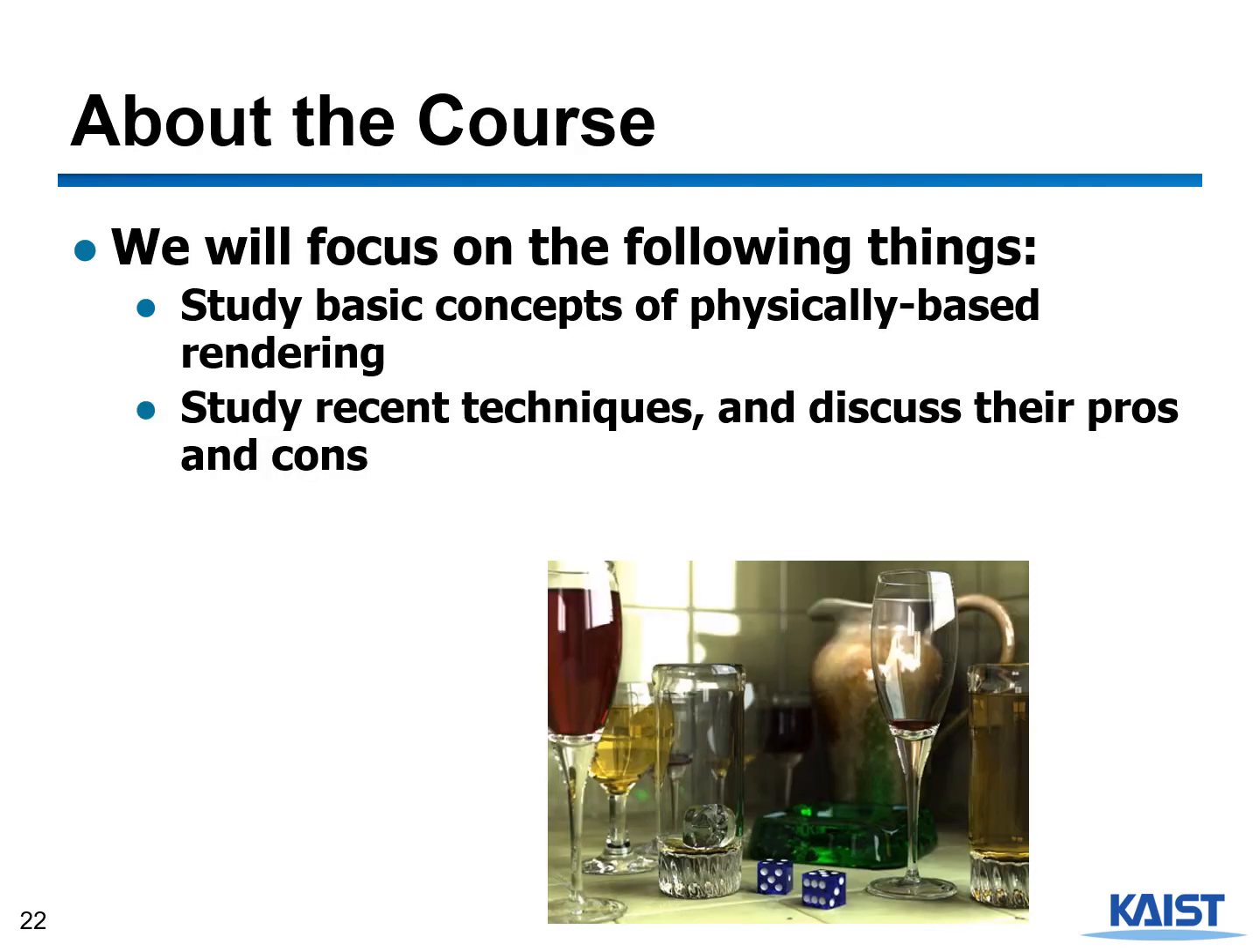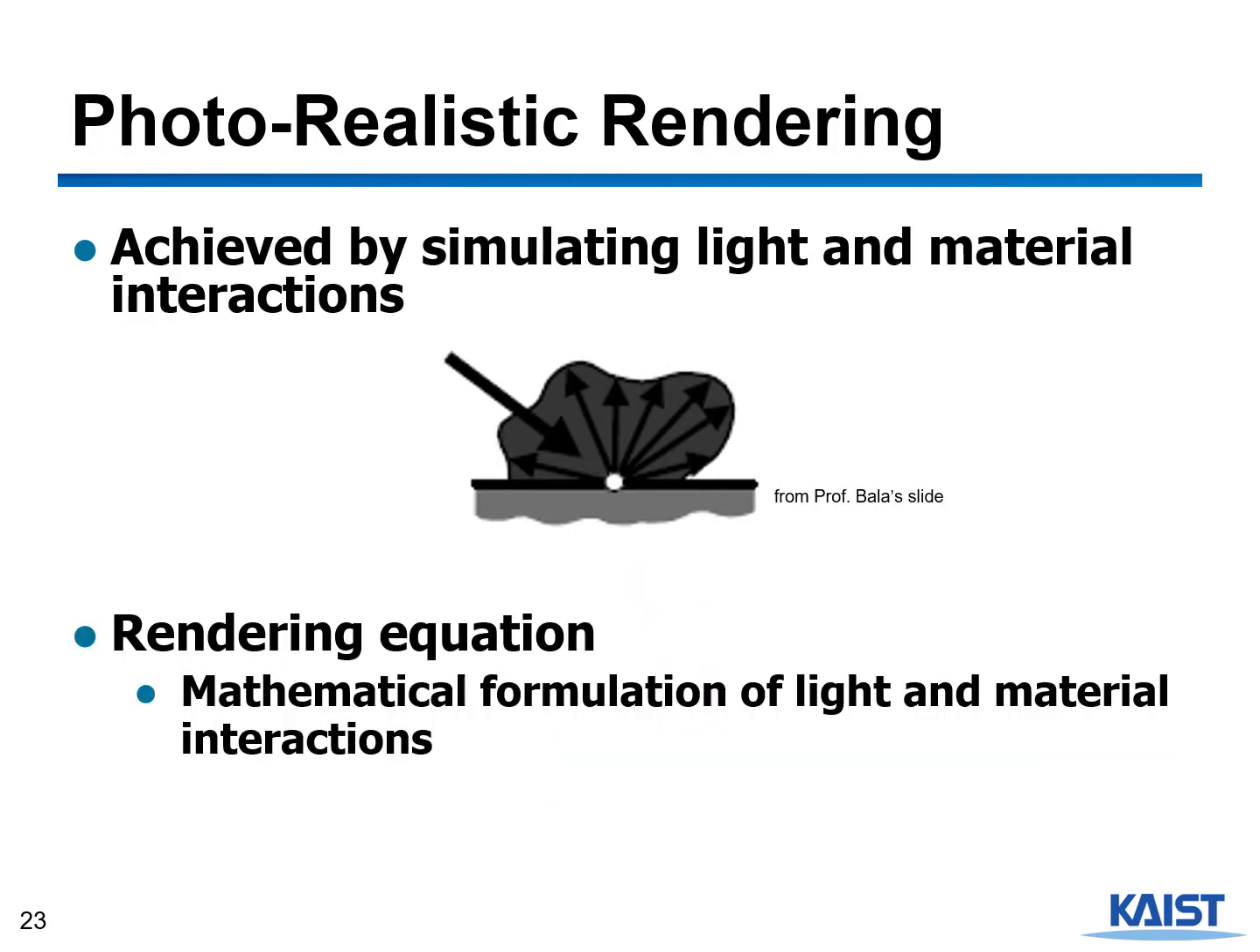So in this course, we will mainly focus on studying the basic concepts of physically based rendering, and then we will also talk about some of the recent techniques and discuss their pros and cons. Photorealistic rendering is achieved by simulating light and material interactions. So in this class, we will mainly talk about how we can simulate the light and material interactions. This simulation is governed by the rendering equation. We will talk about the rendering equation as one of the main topics of this course.